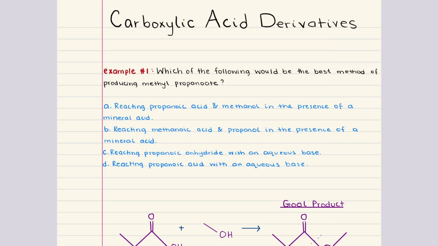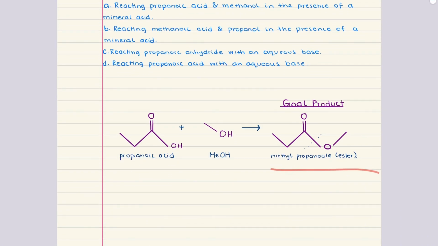Today we're going to tackle a practice problem set that relates to our lecture on carboxylic acid derivatives. Let's go ahead and get started with problem number 1. Problem number 1 says, which of the following would be the best method of producing methylpropanoate? The first step is to draw out the structure of the goal product.